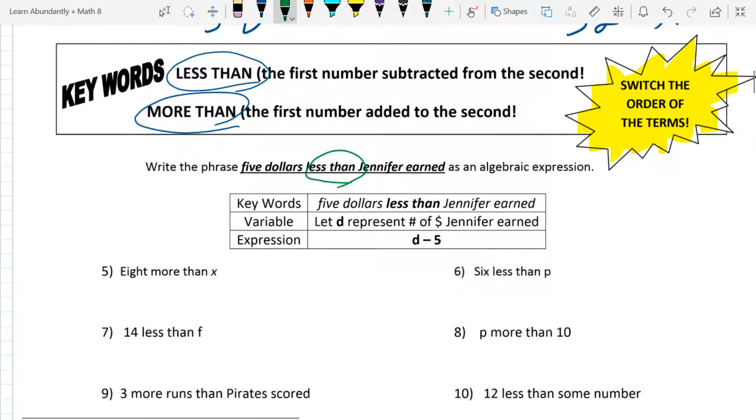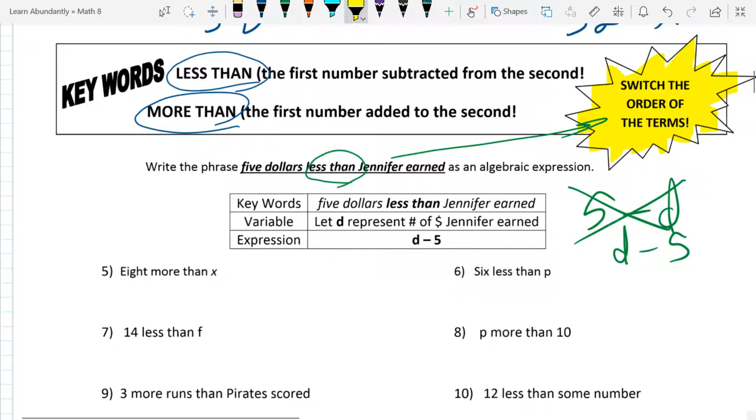we have the keywords being less than, but since less than switches the order, we're not going to say 5 minus D. We have to switch the order, so we're going to say D minus 5. And you see I wrote that right here. Now I use D for dollars that Jennifer earned. Okay. Whenever we're translating into math, if they don't give us a letter and they don't tell us what the letter is, we can pick whatever we want. But a lot of times it's good practice to go ahead and say, hey, this letter, the letter D in this case, it means this.